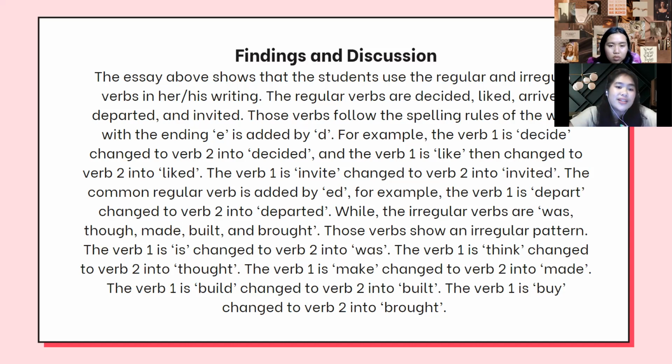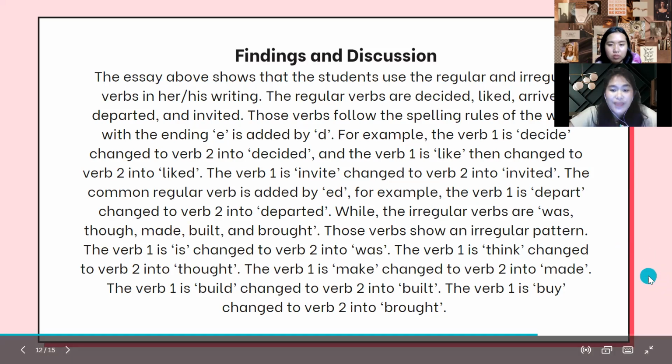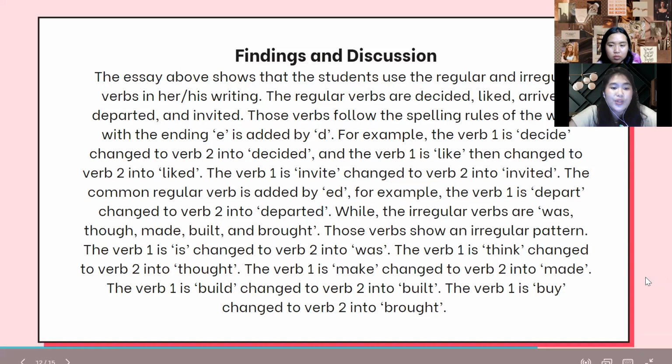taught, made, built, or brought. Those are verbs with irregular patterns. The verb one is is, changed to verb two into was, and the verb one is teach, changed to verb two into taught. The verb one is make, changed to verb two into made. And the last, the verb one is build, changed to verb two into built. The verb one is buy, changed to verb two into bought.